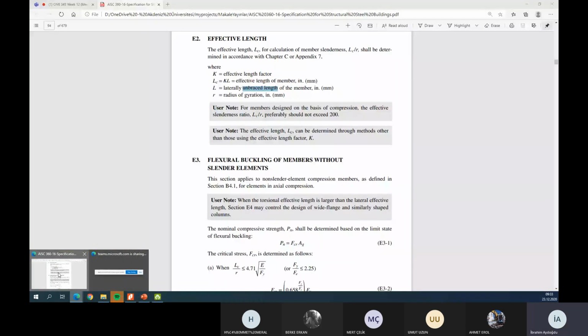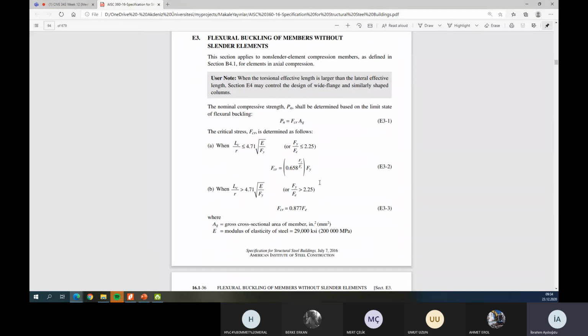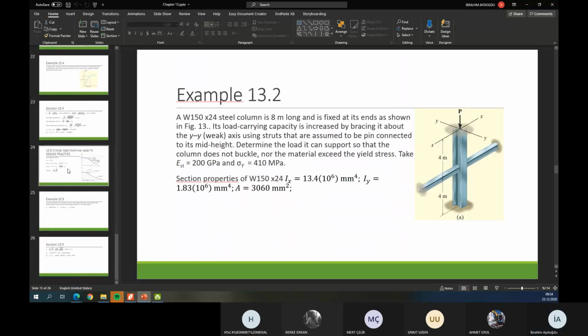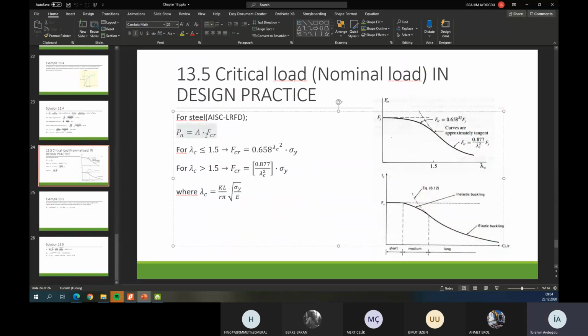If you have any questions about this, I think no. It's straightforward. We will use the formulation and get the results. I also summarized it here. First of all, we calculate lambda c by using this formulation. After that, we check: if lambda c is lower than 1.5, we use this formulation, and if lambda c is greater than 1.5, we use this formulation. After that, we multiply by the gross area and get the nominal axial force.